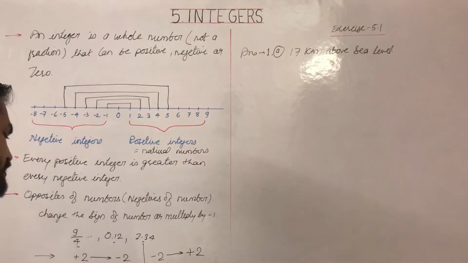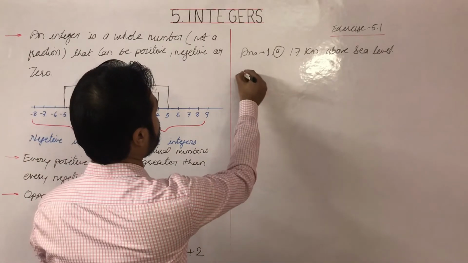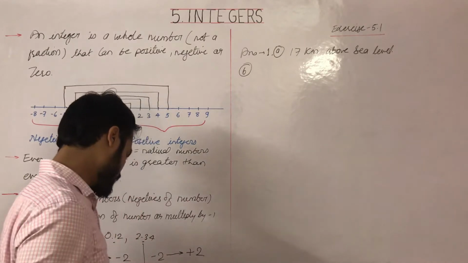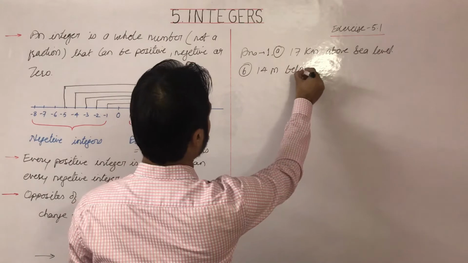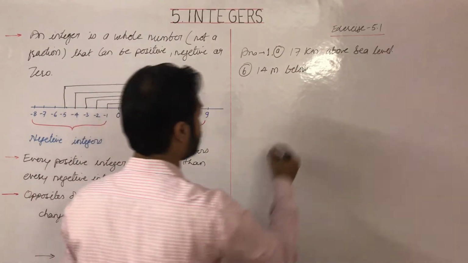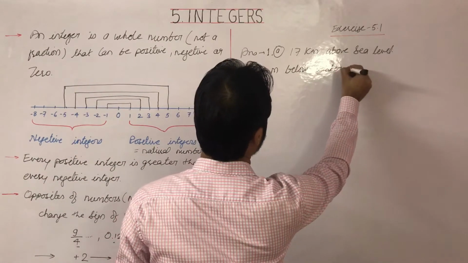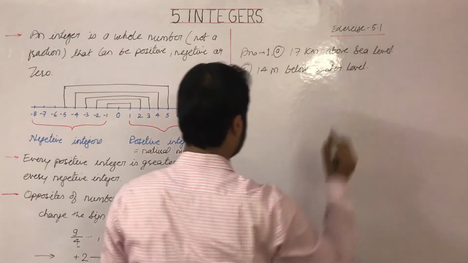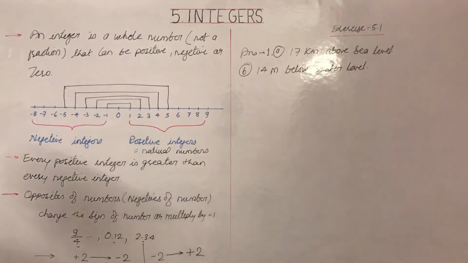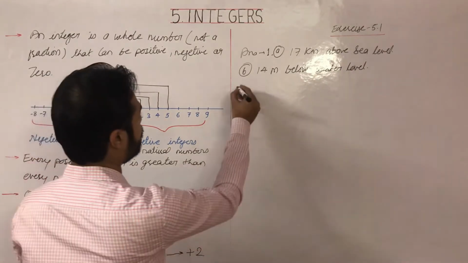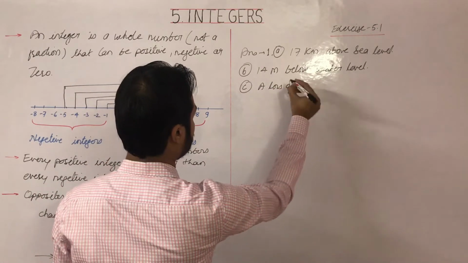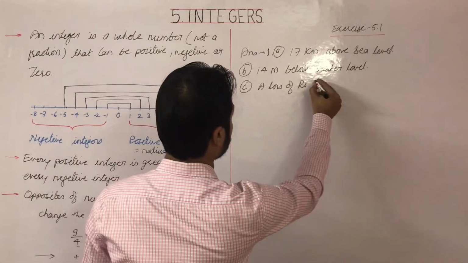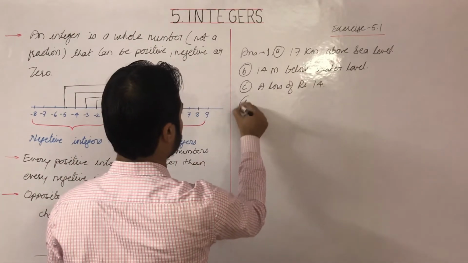Next, 14 meter above water level. So for part B, 14 meter above. So we'll write 14 meter below. Opposite of above, below water level. This is your answer. Then part C, a gain of ₹14. Opposite of gain, loss. A loss of ₹14. This is your answer.